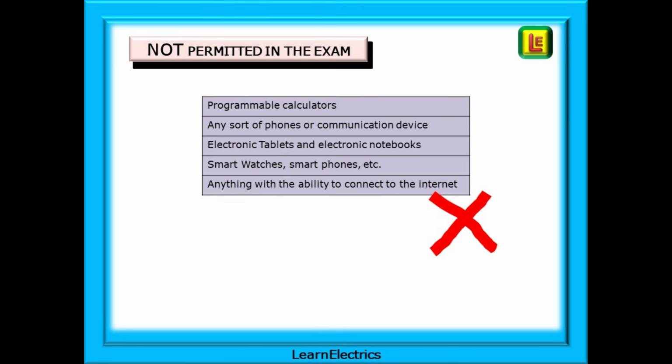And not permitted are things like programmable calculators, any sort of phones or communication device, electronic tablets and electronic notebooks, smartwatches, smartphones, etc., and anything with the ability to connect to the internet. Basically, they don't want you to cheat or have an unfair advantage. It must be your own work.